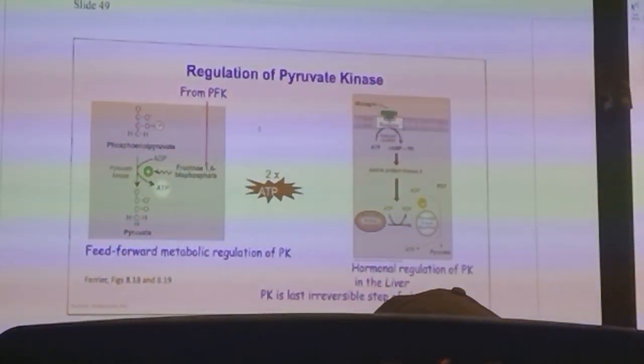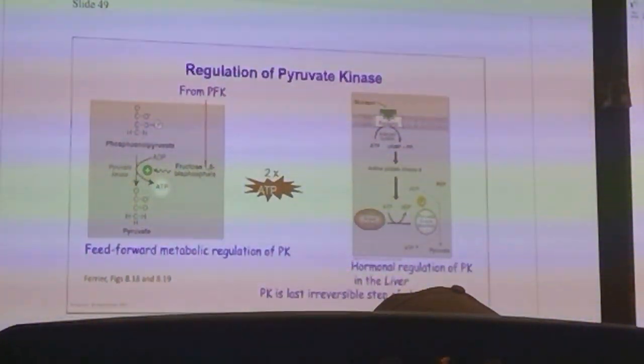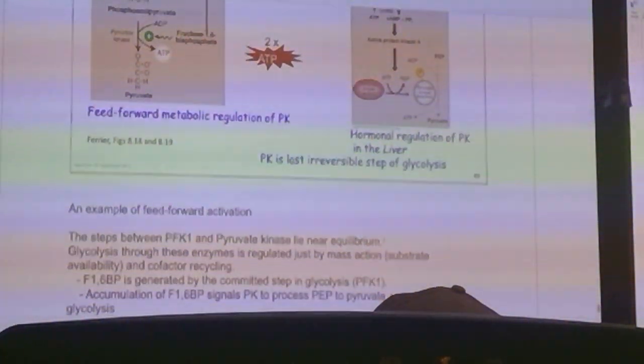Do you guys know about feed forward? The more substrate you have, the more activation you have to power the enzyme. But the more products you have, the more you can inhibit the enzyme. So more substrates activates, more products inactivates. Okay. Any questions?